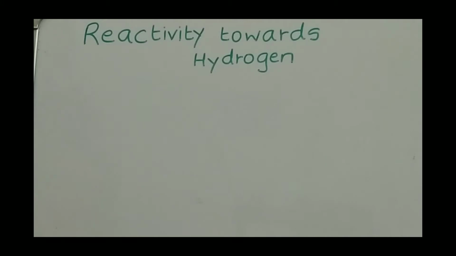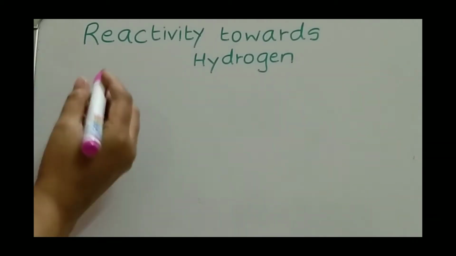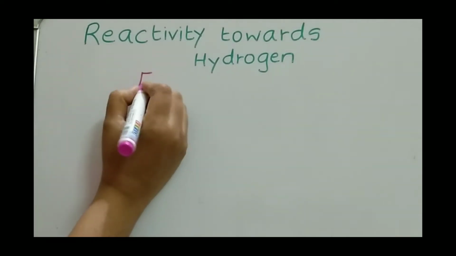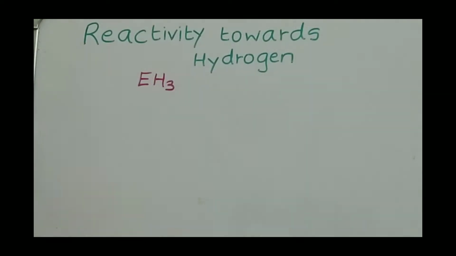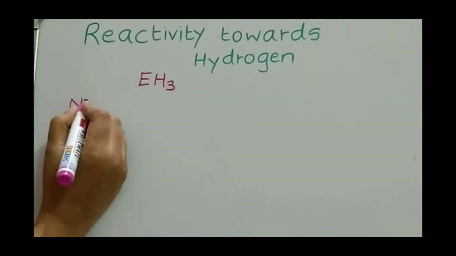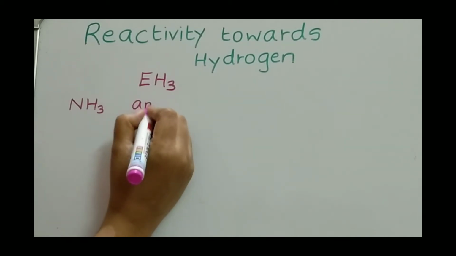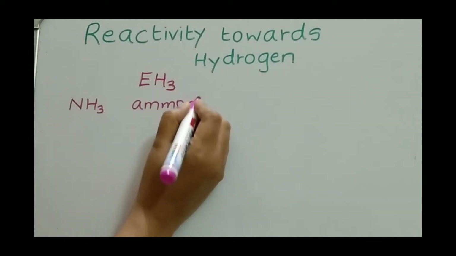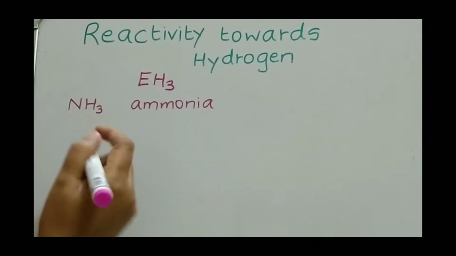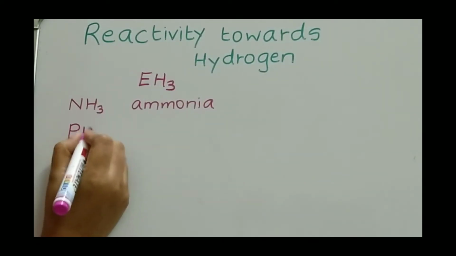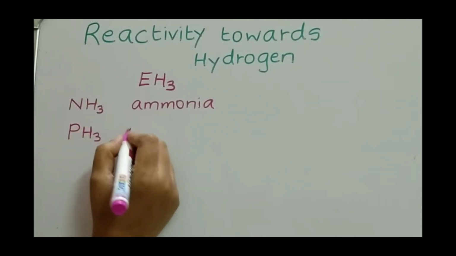Hello children, so let's discuss the reactivity of group 15 elements with hydrogen. When they react with hydrogen, they form hydrides of EH3 type, where E is the element. Nitrogen gives NH3, that is ammonia. I'll write the names also, correct? Phosphorus will react with hydrogen, it will form PH3, that is phosphine.